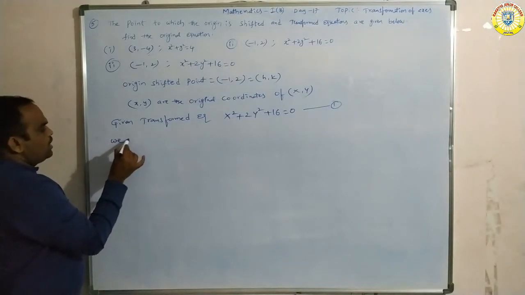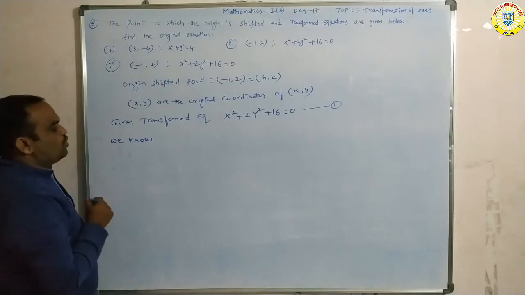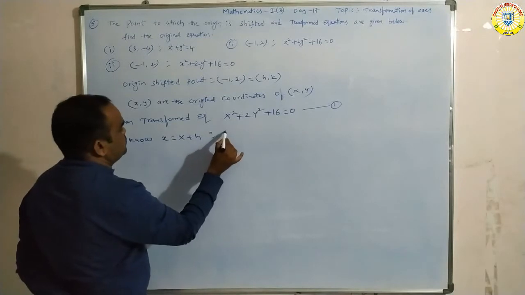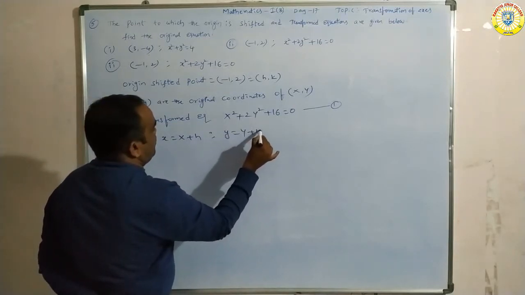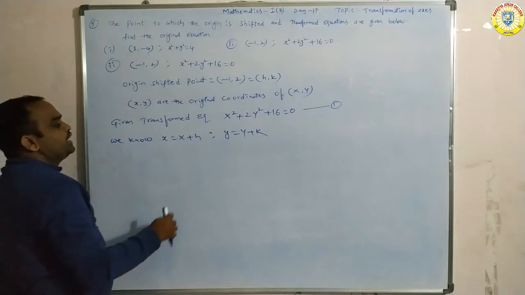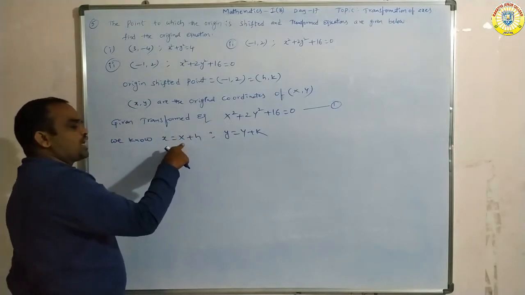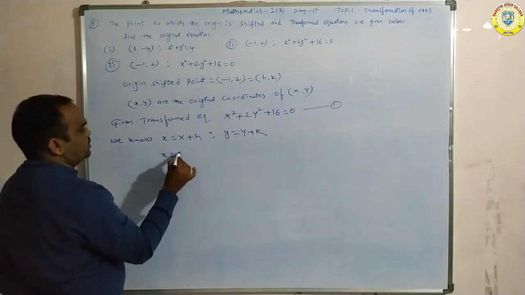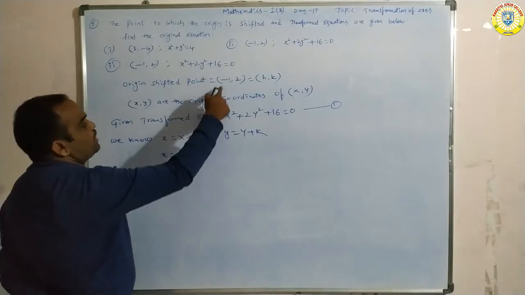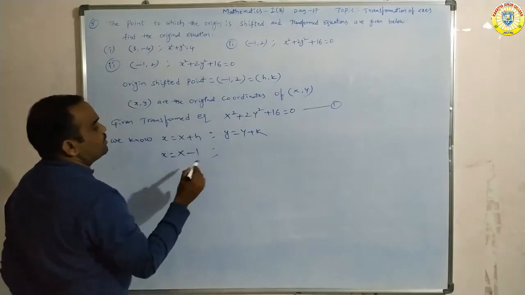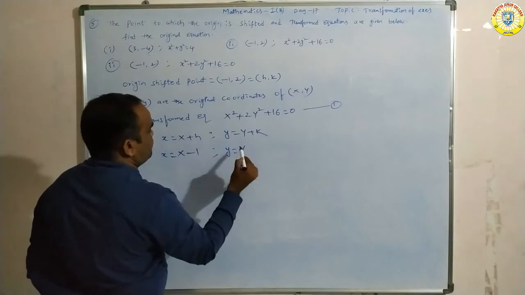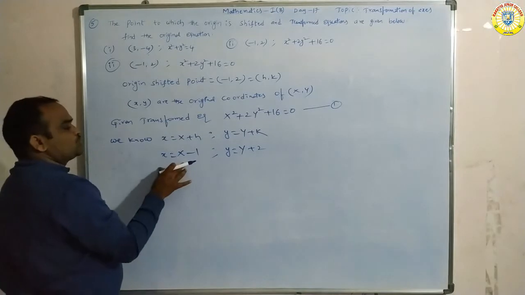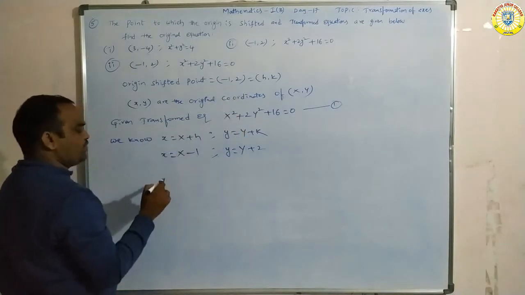So we know the relation between the new coordinate system and the old coordinate system. Small x is equal to capital X plus h. Small y is equal to capital Y plus k. Here we are converting the transformed variables into original variables. So here h is equal to minus 1 and k is equal to 2. So we are expressing the transformed variables in terms of the original variables.